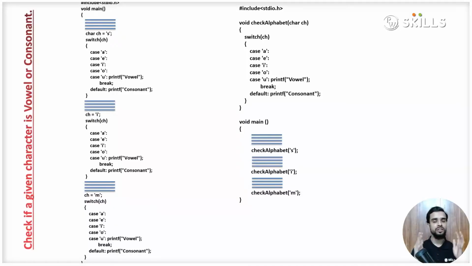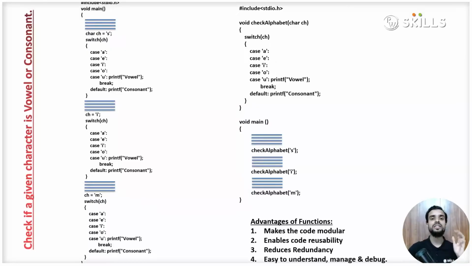I hope with this another beautiful example you have been able to programmatically get a sense of how we can achieve code reusability within our application code using the concept of functions. So to conclude, these are the different advantages of functions.